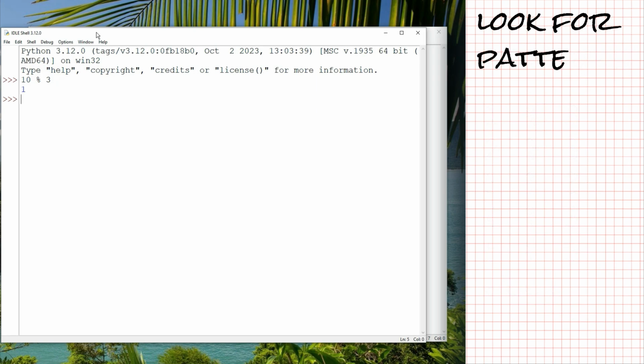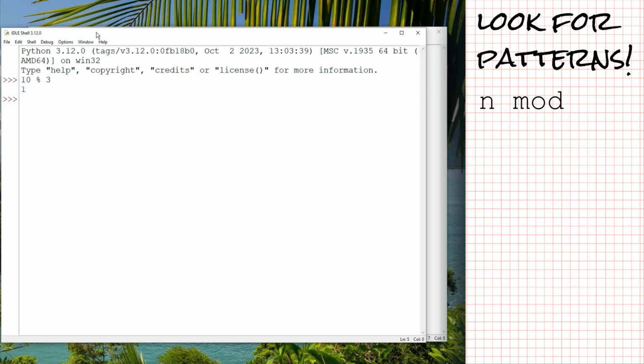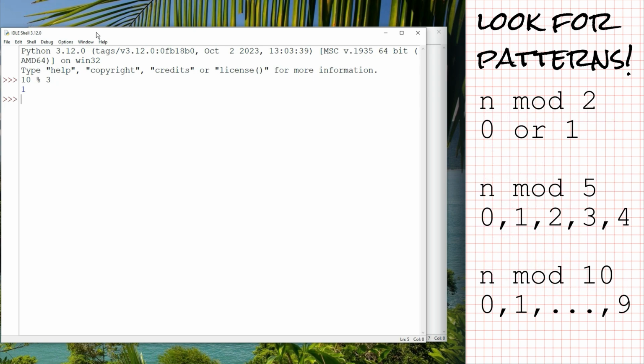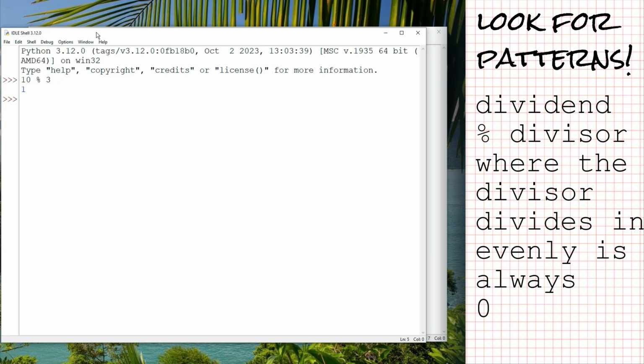One pattern you will observe is that the answer to a dividend modded by a divisor will always be between 0 and the divisor minus 1. For example, if you mod by 2, no matter what number you have for the dividend, the result will always be either 0 or 1. If you mod by 5, it will always be 0, 1, 2, 3, or 4. If you mod by 10, it will always be a value between 0 and 9. 0 is always what's left over in a dividend if the divisor divides in evenly.